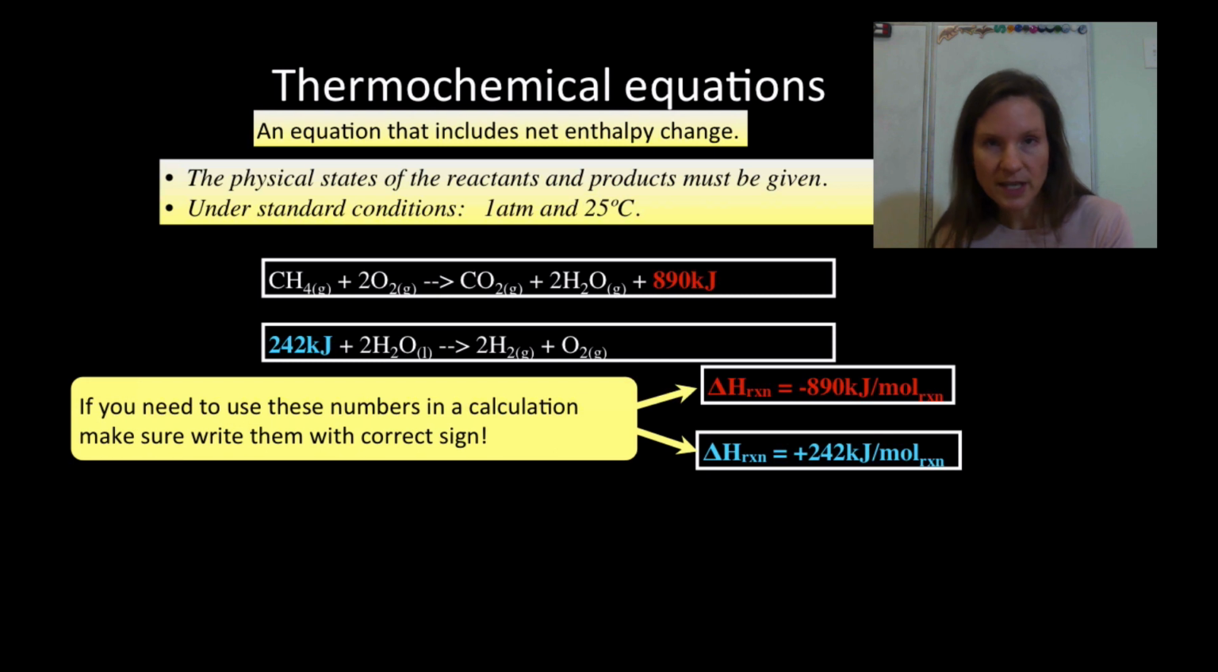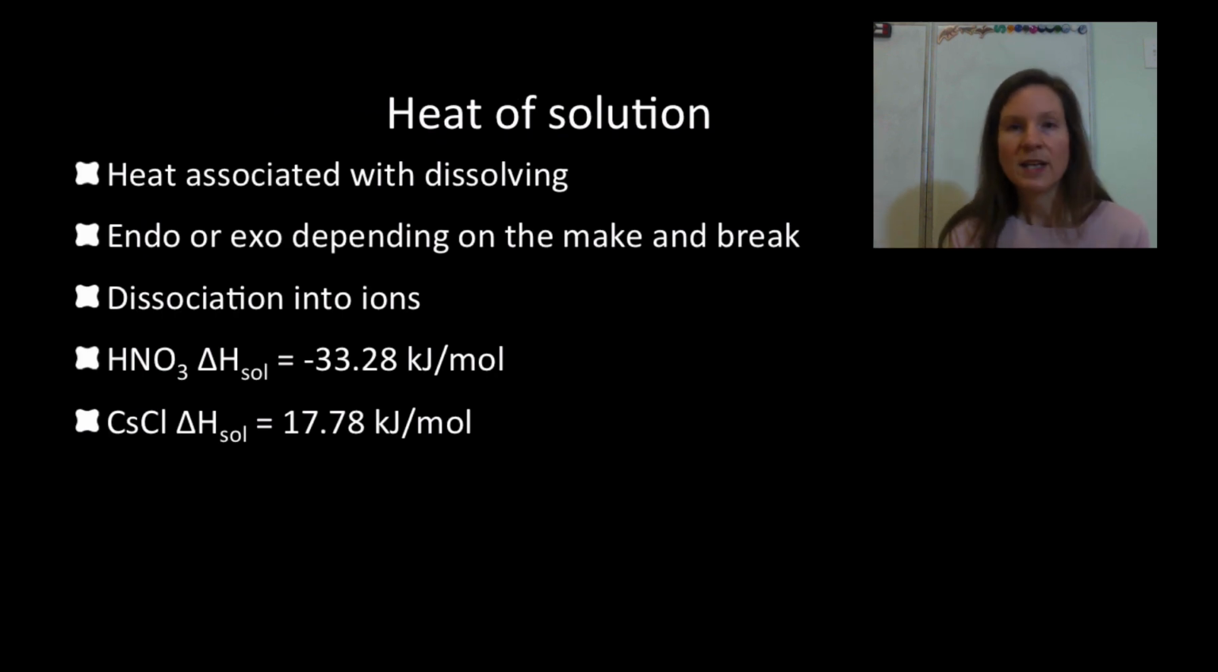These are all chemical reactions on the screen. We can also write a delta H process for dissolving something, for example. So heat of solution is the energy associated with the dissolving process. So that make and break of old IMFs and new IMFs is endo or exo, depending on that make and break. If we put more energy in to break them than we get out when we make them, we're endothermic. Vice versa for exothermic. So when you see an energy like these on the board, essentially this is the amount of energy associated with the process of dissociating into its ions.